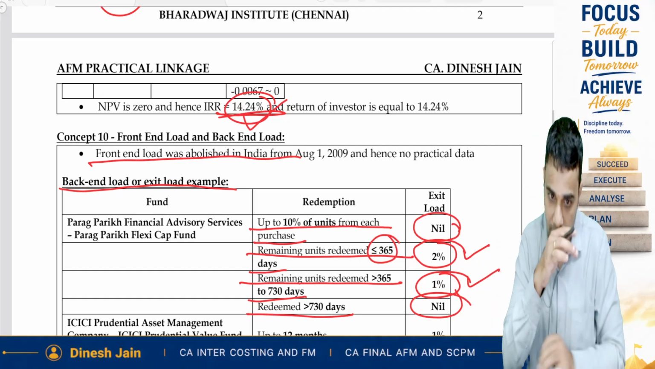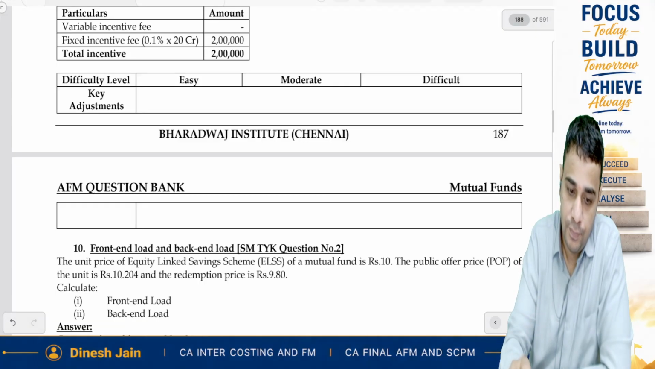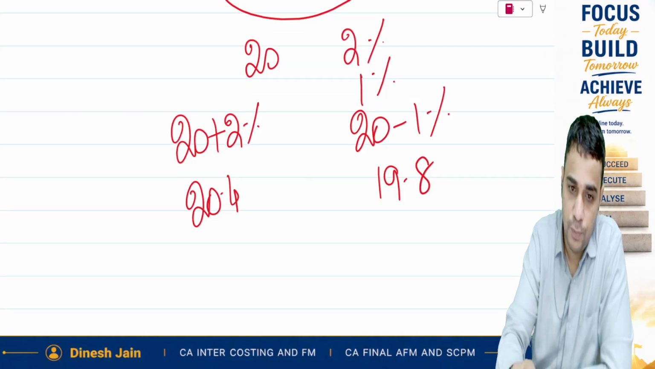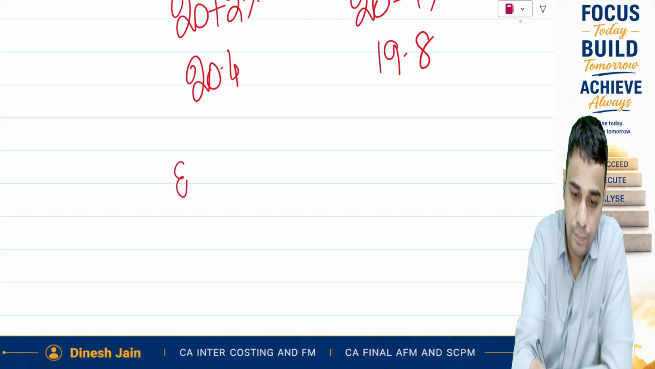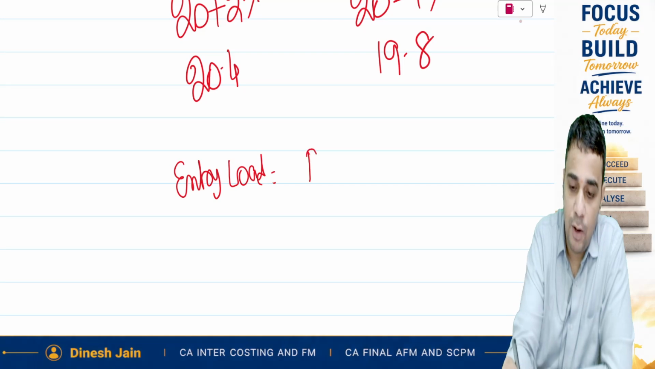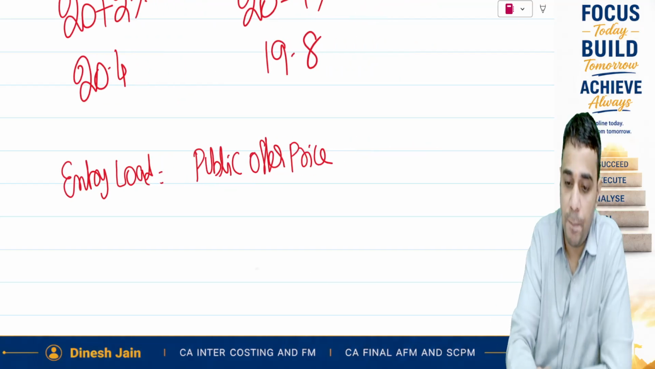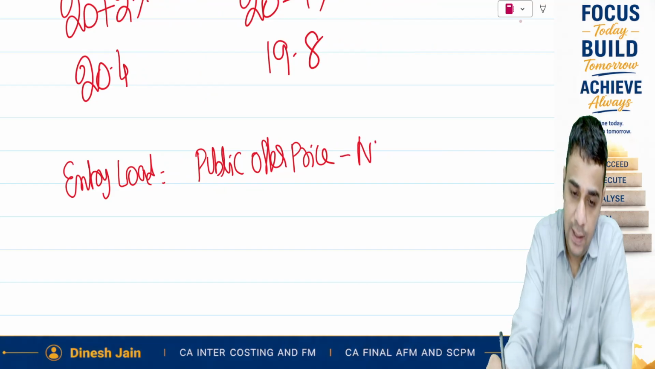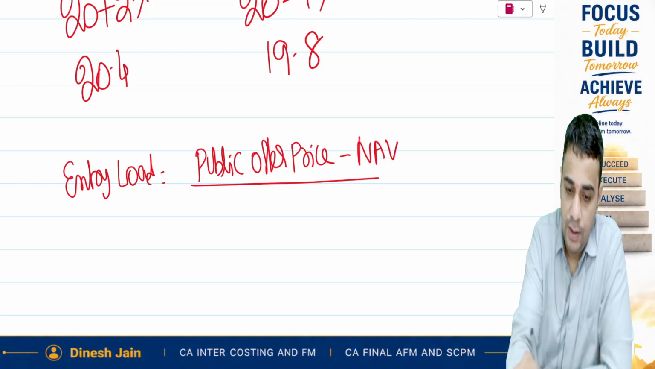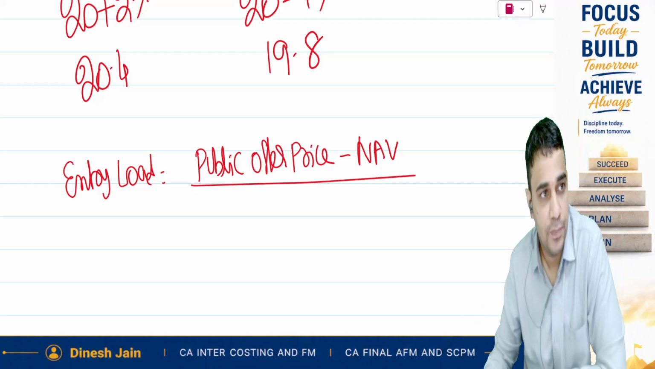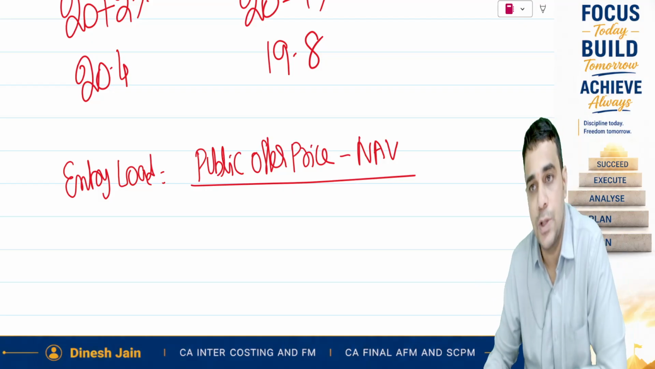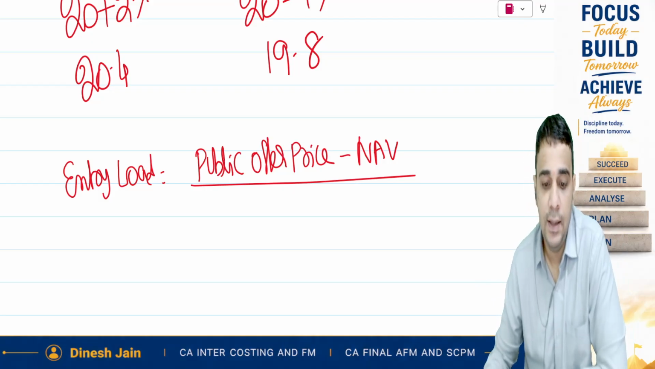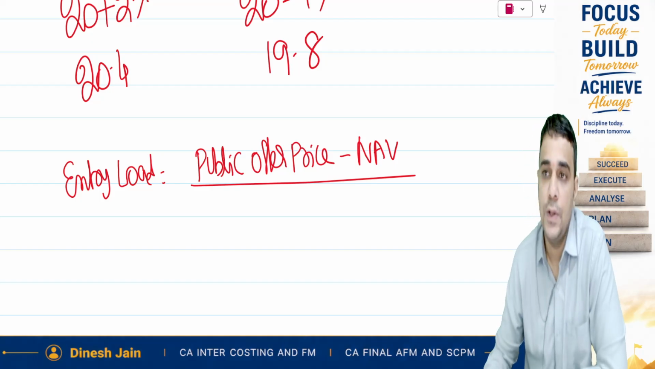Coming to this question, now write entry load equal to public offer price minus NAV. The institute wants a percentage. For percentage, they give two options to us. You can divide by public offer price. You can also divide by NAV.